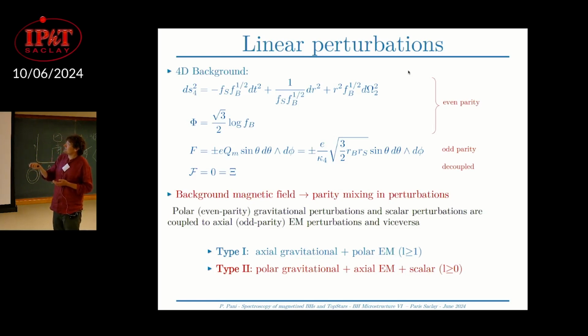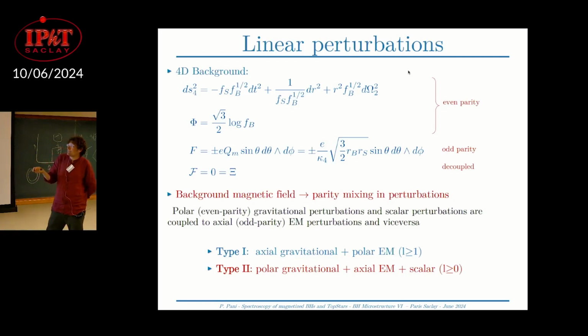And indeed, as written here, because of the presence of a magnetic flux, there is a parity mixing. So polar gravitational perturbations and scalar perturbations are coupled to axial electromagnetic perturbations and vice versa. This is not what happens typically. According to this, I would call type 1 perturbations the axial gravitational sector coupled to polar electromagnetic perturbations. And I would call type 2 perturbations the polar gravitational sector coupled to axial electromagnetic perturbations and the scalar. The scalar, of course, is part of the polar sector.